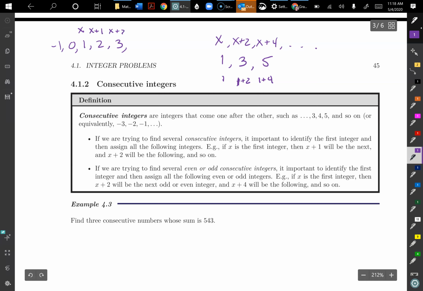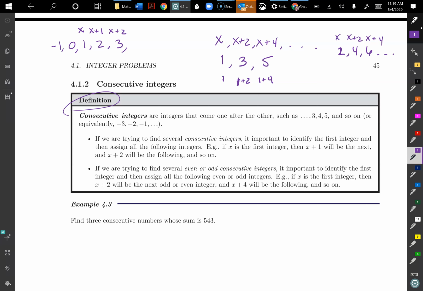This would be x plus 2, so on and so forth. So for even numbers, it's just the same thing. If I had my evens, I would have 2, 4, 6, so on and so forth. And I would have, again, x plus 2, x plus 4. So I'm not sure if you've seen that before, so I want to make sure you look through that.